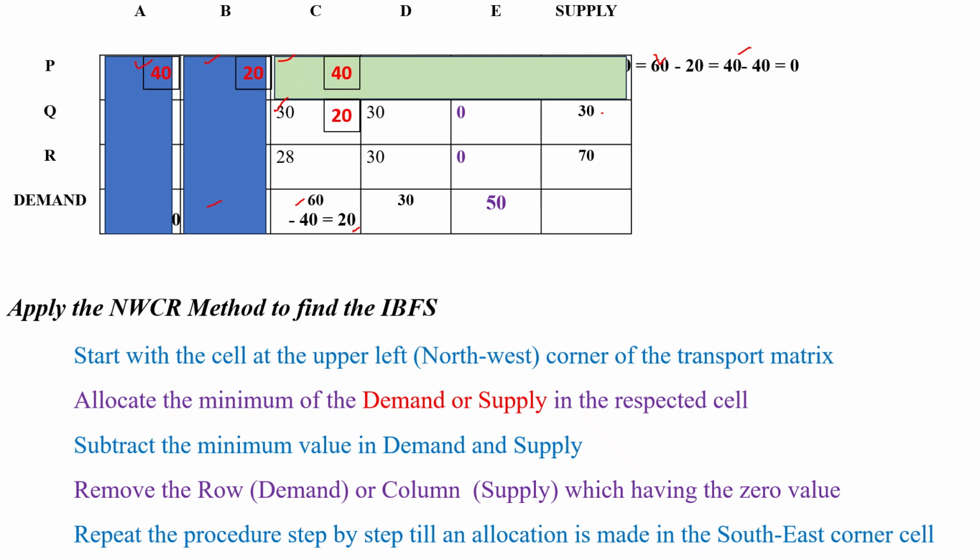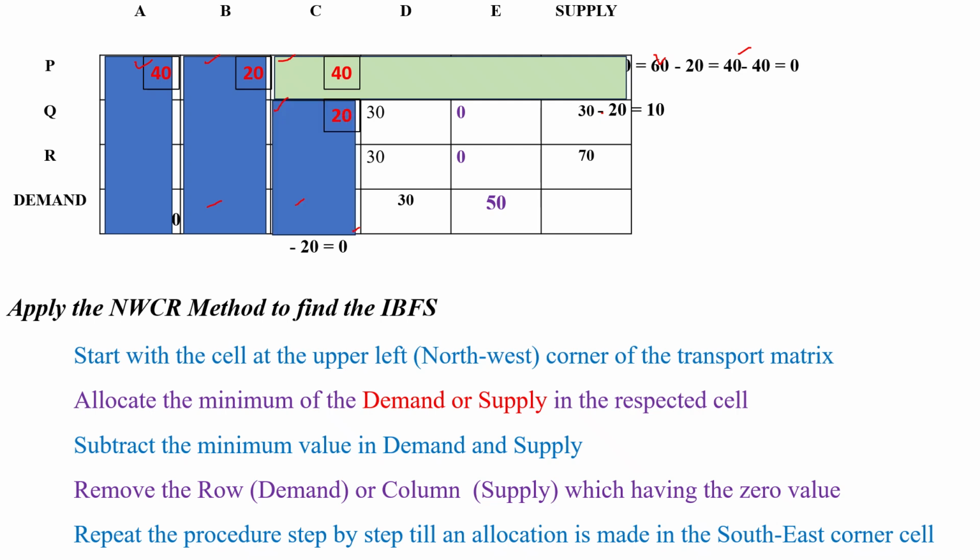So allocate the 20 here and subtract the 20 from the supply as well as the demand. So now demand will become 20 minus 20, which is 0. Supply will become 30 minus 20, equal to 10. So now remove the column C because its demand is 0.